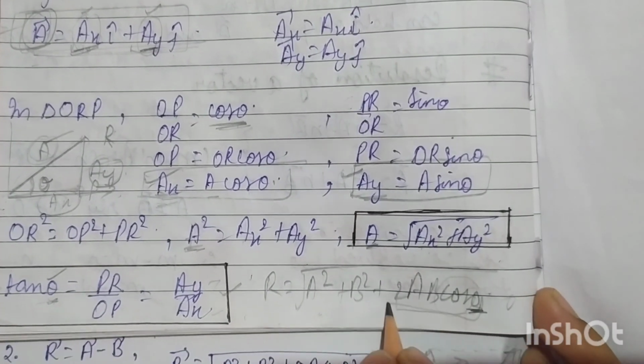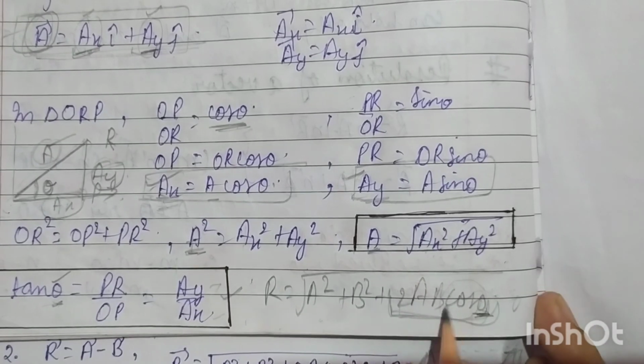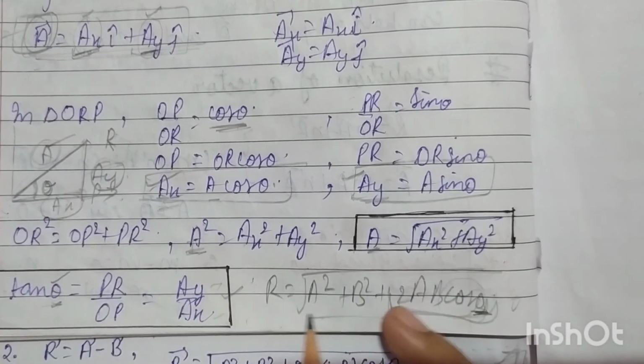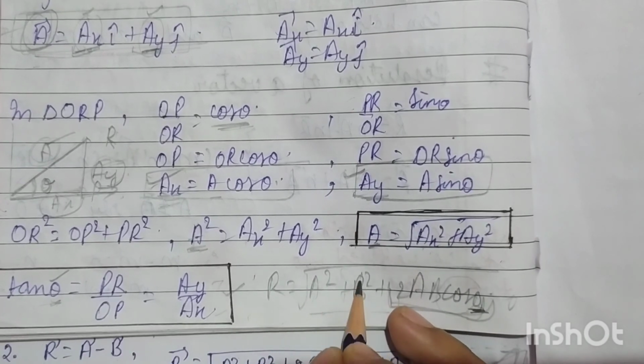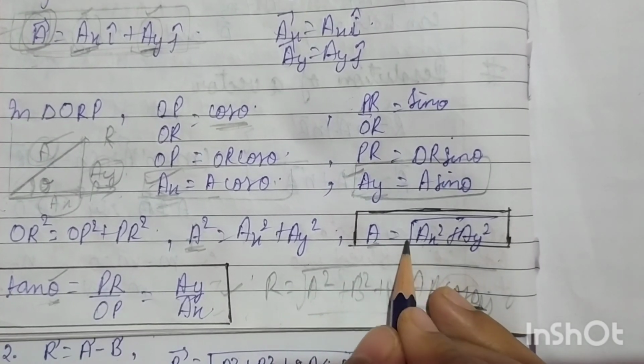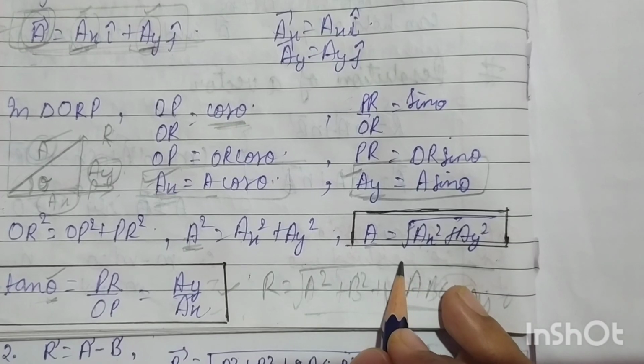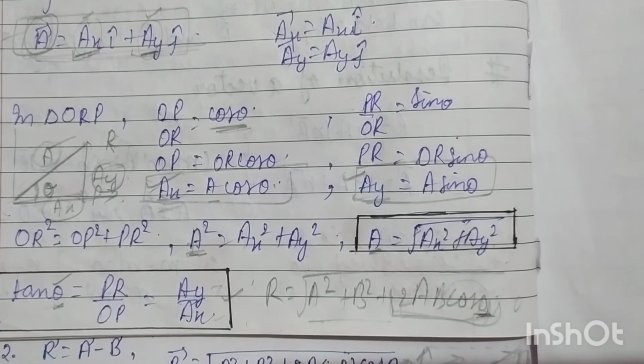In this way also you can understand that the resultant, if we are given two vectors A and B at right angles, is the square root of A square plus B square. But if we are given two vectors AX and AY, then the resultant is the square root of AX square plus AY square.